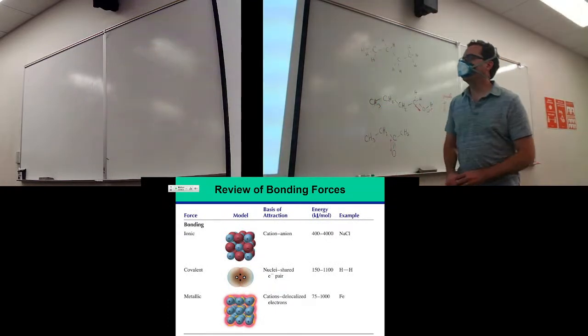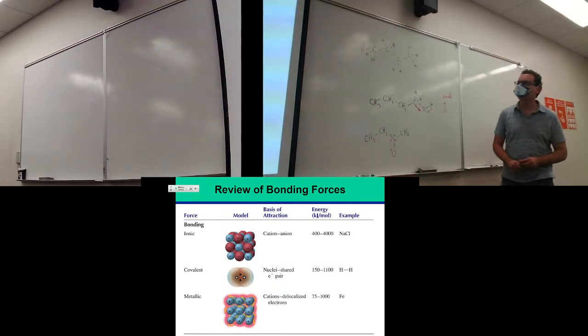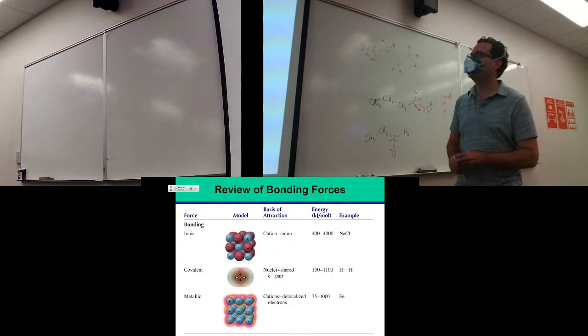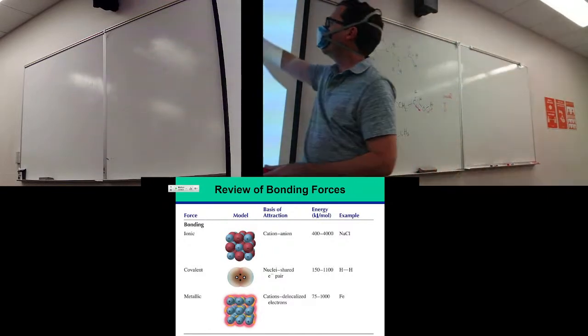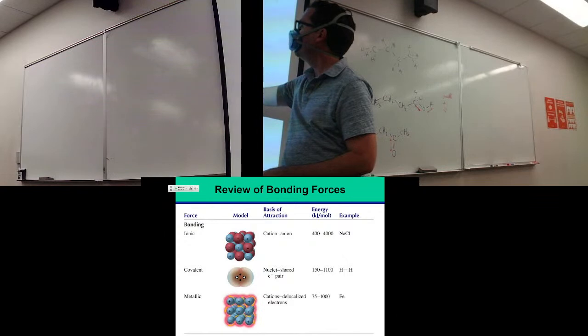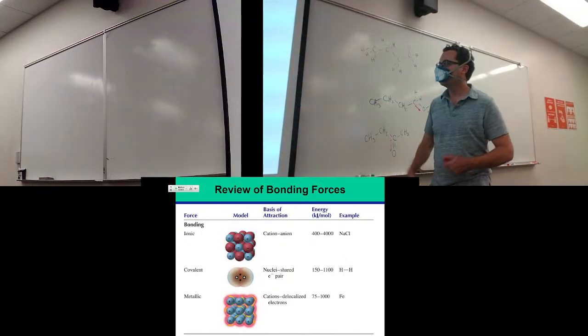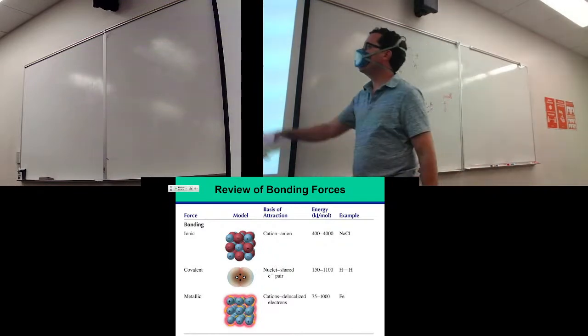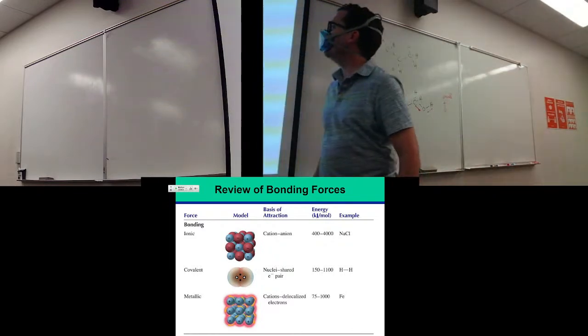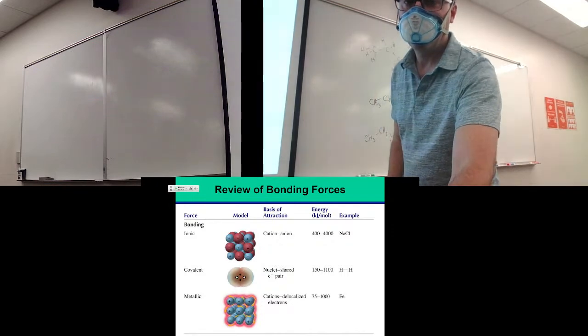All right, here's another kind of comparison of the forces. Here are the bonding forces we've seen already: ionic, covalent, and metallic. Metallic are the weakest, right? We've learned that. But they're still pretty strong. Covalent bonds, ionic bonds. There we go.